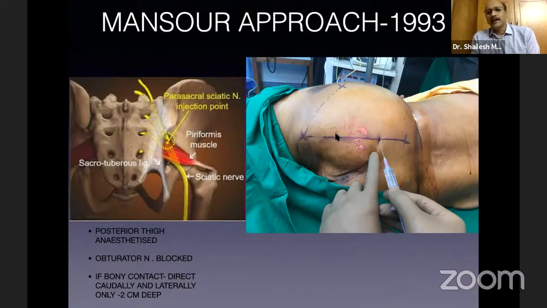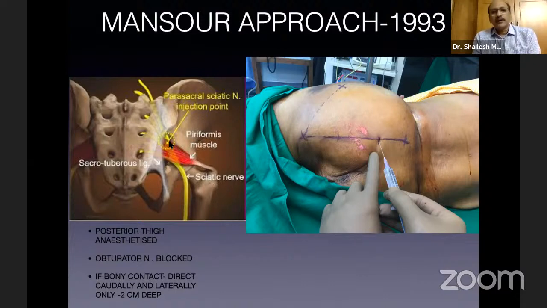Then there are some people like Dr. Sandeep Diwan who also described, I think in the last conference, that you divide this same line into 3 parts, at the junction of the upper 1/3 and the lower 2/3. At that point, you go perpendicular to the skin, infiltrate a little local, go perpendicular to the skin with a longer needle and check for the end motor response. And I usually inject about 15 to 20 ml.